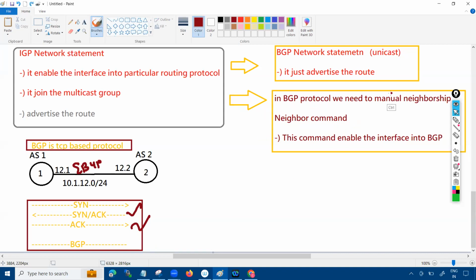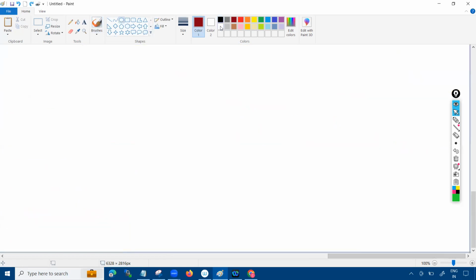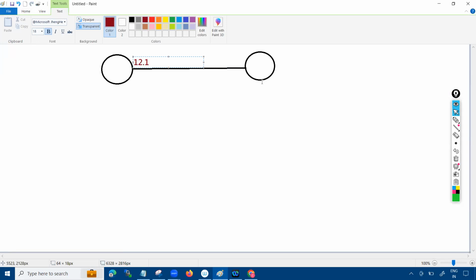So now let's have a look at how we can enable BGP. I'll first show you the behavior in the paint file because it's really important. And you guys help me out. Which flavor is this between router 1 and router 2? 12.1, 12.2, router 1, router 2, and the interface we have.